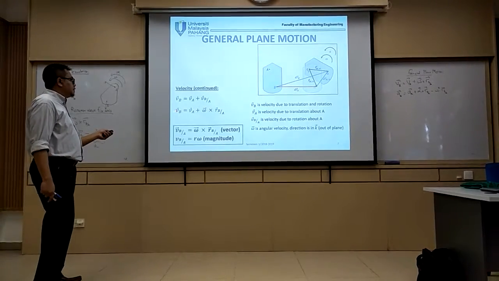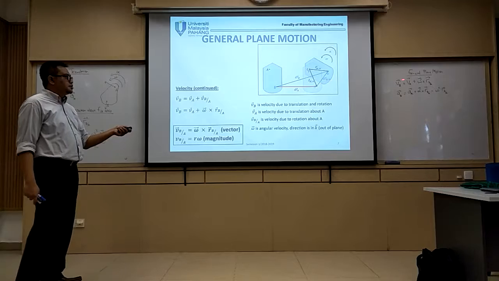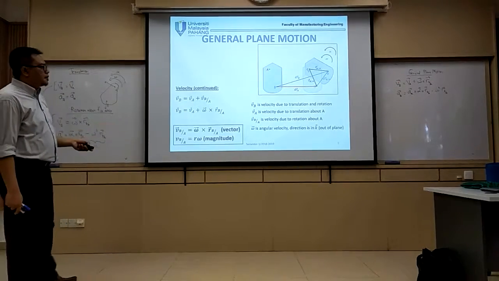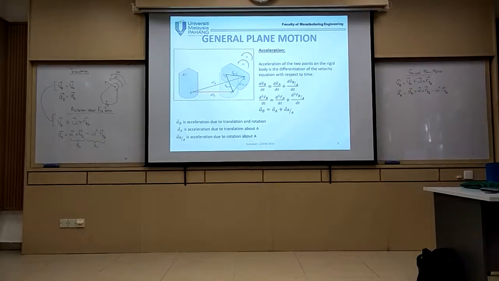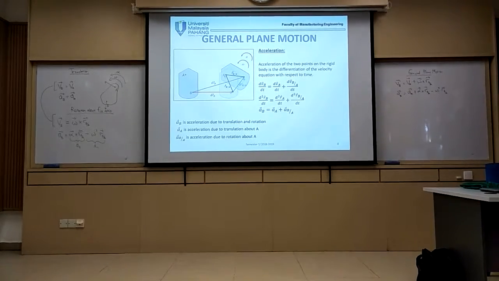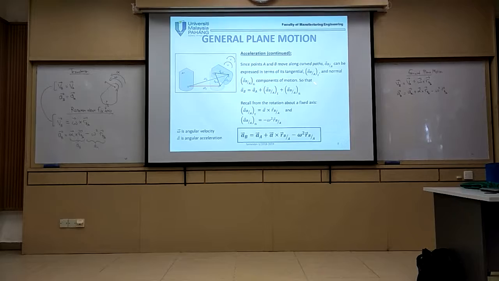Okay, so this is the equation for velocity, same like this. And for acceleration also the same. Acceleration is basically the differentiation of velocity, or the second derivative of displacement. Okay, so then you will get this equation. So it's the same, right? The equation for acceleration.